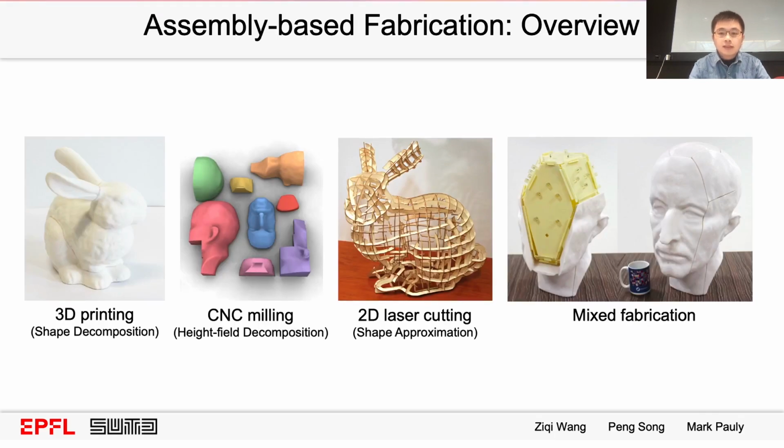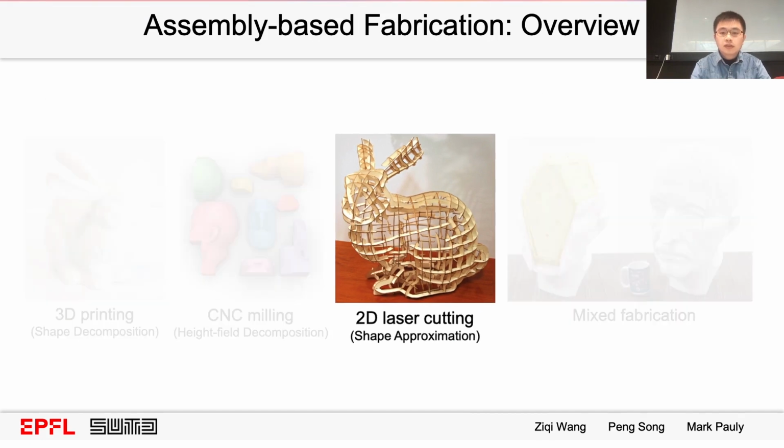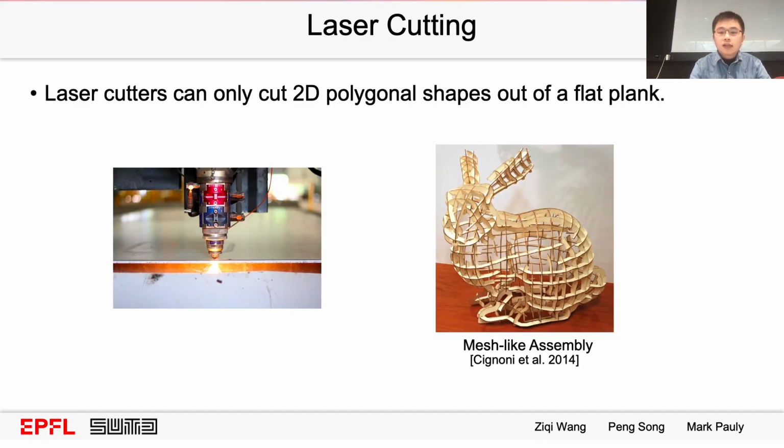Here ends the CNC milling. Let's move to the third part, the 2D laser cutting problems. Laser cutters can only cut 2D polygons.